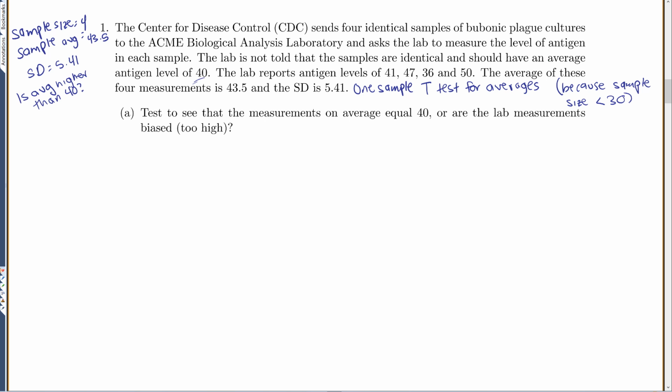So anytime we have a sample size less than 30, we'll use a t-test for our averages. Okay, so for our test part, we should write our hypotheses. The null hypothesis would be that my average is 40. So the status quo, the null is always just like that, it matches, it is 40. The alternative though, what we wanted to show or what we're suspecting is that it is too high. So that would be that the average is higher than 40.